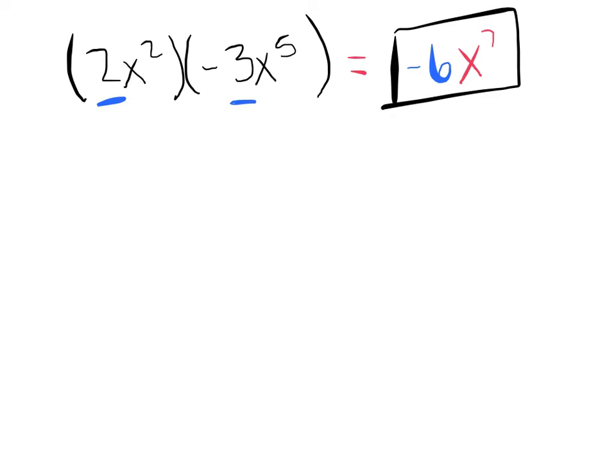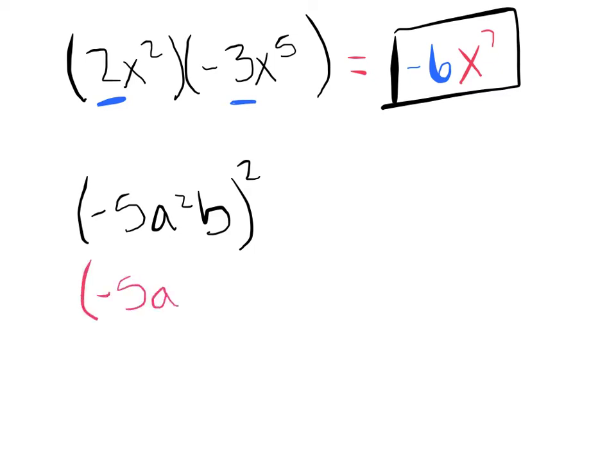While we're thinking about multiplying, let's look at another example on the same slide. Let's do negative 5a squared b, all squared. We learned a property that could help us solve this using that power to a power property, or we can just expand this out. Sometimes I like to expand, it helps me organize my thoughts. This is negative 5a squared b times negative 5a squared b.